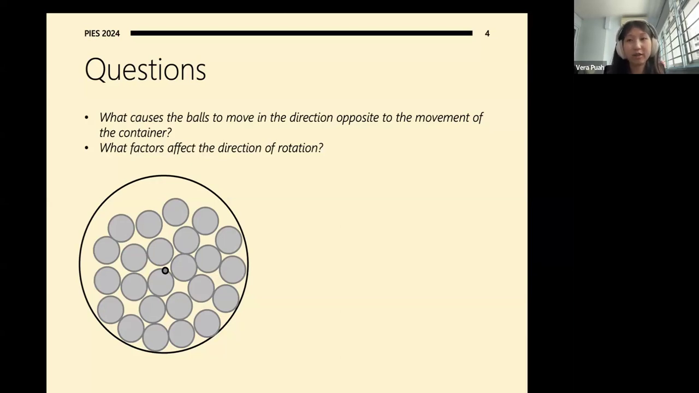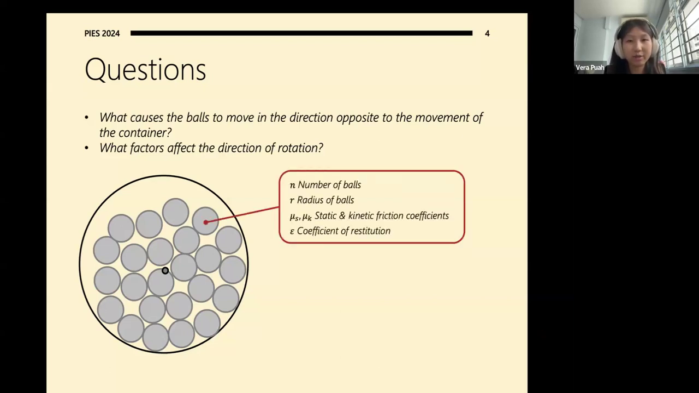And it seems to be affected by the number of balls. As we've seen in the previous two videos, the only thing that was changed was not really how fast the balls were moving, but more the number of balls. Could this be caused by the interactions between the balls? And other than the number of balls, could there be something else going on? For example, if I move the container faster, could this somehow change the direction of motion?